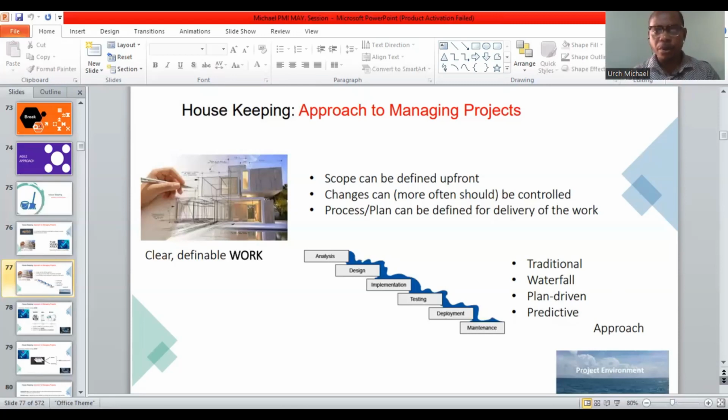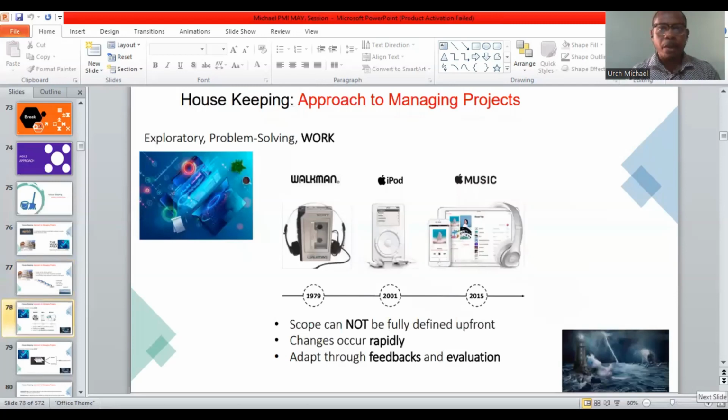Contrary to this, we also have the exploratory approach to project management, which is what we call agile. It's agile project management. So when you hear about agile, just understand that it is a kind of exploratory project management methodology. I'm going to cite an example with the Walkman, with the Apple company.